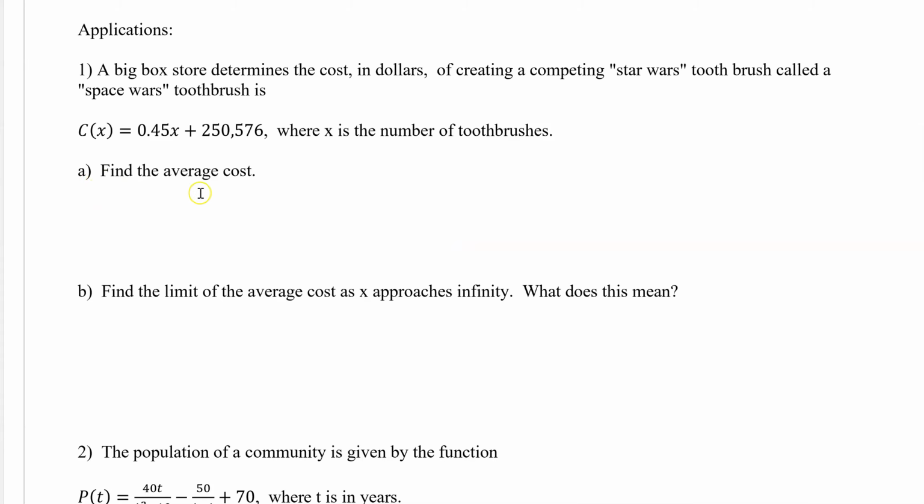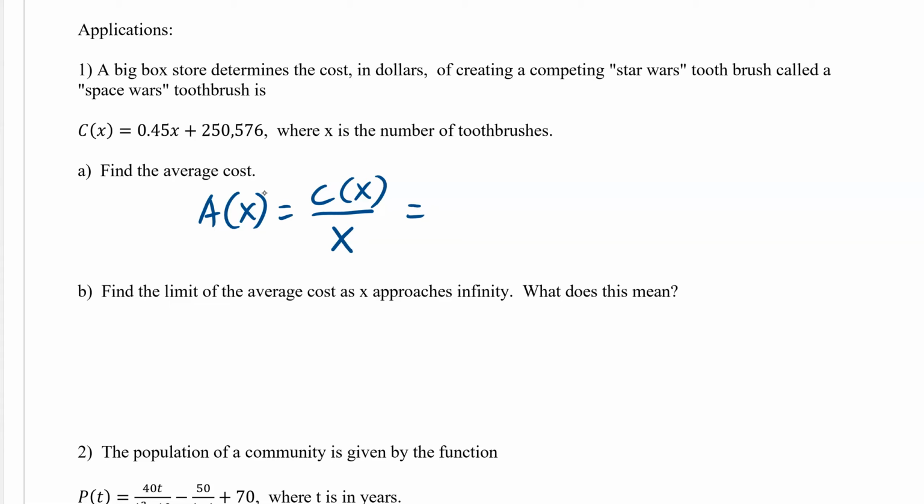First thing we're going to do is find the average cost. So average cost for that number of units is just the cost to make that number of units divided by the number of units made. It's average cost. If you want to find out the average of something, you add up all of the costs and you divide it by the number of toothbrushes you've made.